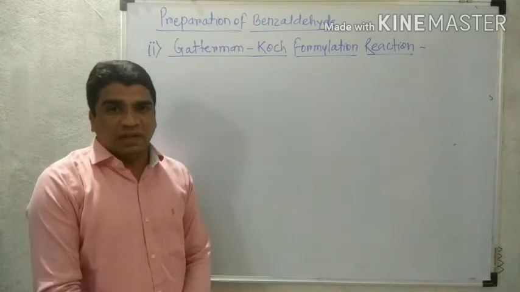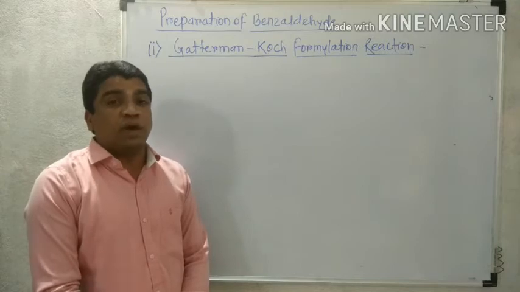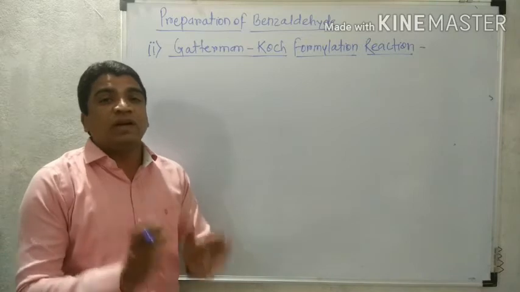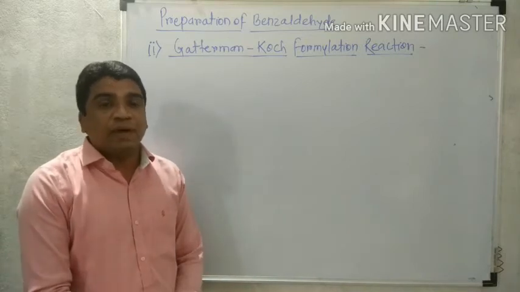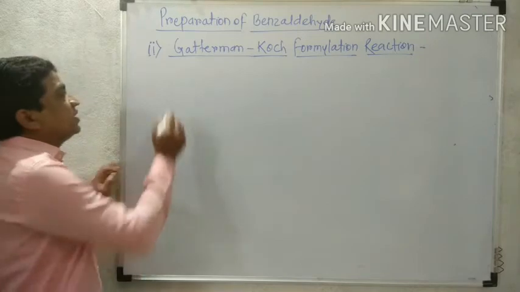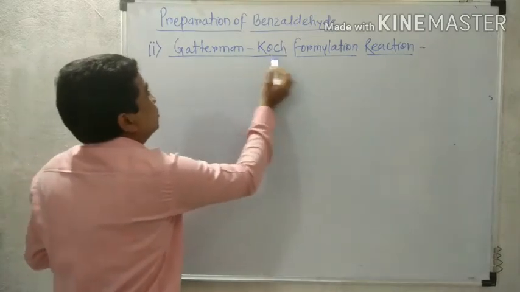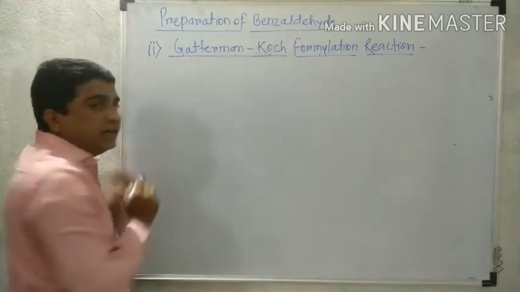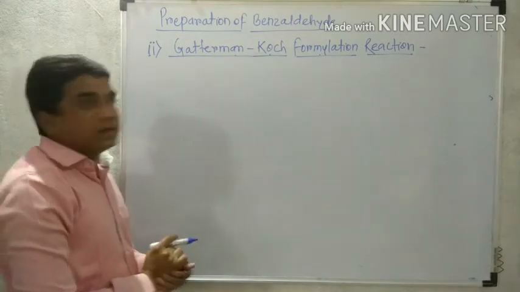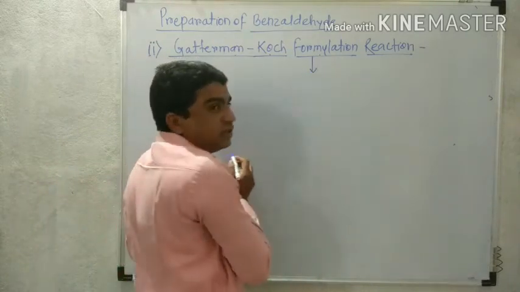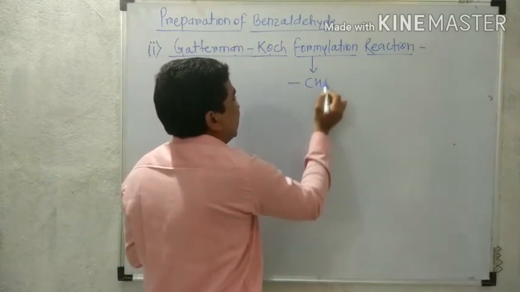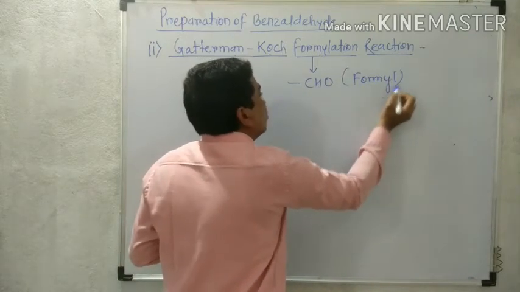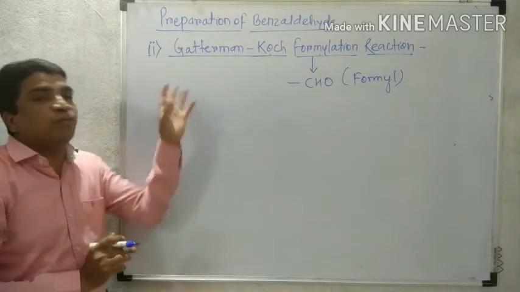After the oxidation method, now the second method we are going to discuss for the preparation of benzaldehyde. The important naming reaction that prepares benzaldehyde is the Gattermann-Koch formylation reaction. Gattermann-Koch is the name of the scientist who discovered this reaction. The second word is formylation. So what is formylation? The reaction in which a CHO or formyl group gets introduced is called formylation.